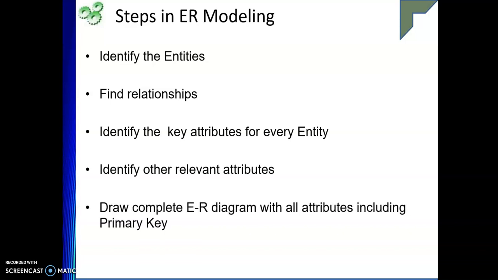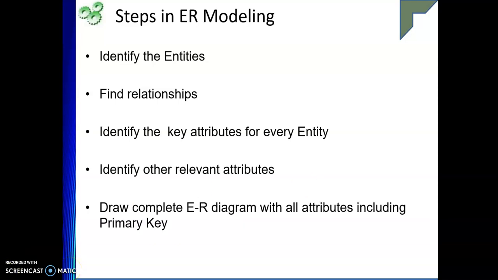Okay, so now once you identify the entities, okay, these are my entities. Once you identify the relationship, I was talking about the student and teacher being the two entities. Teacher teaches student, so you find out the relationship. And then you identify the key attributes. The key attribute of the student is the student ID. The key attribute of the faculty is the faculty ID.